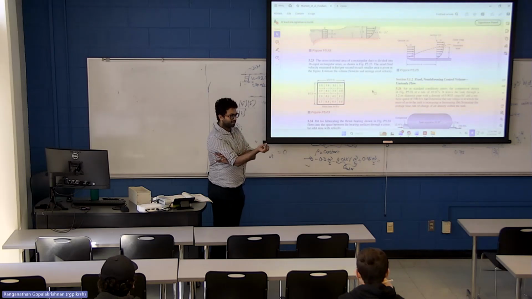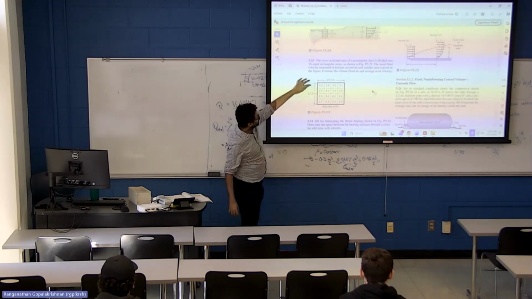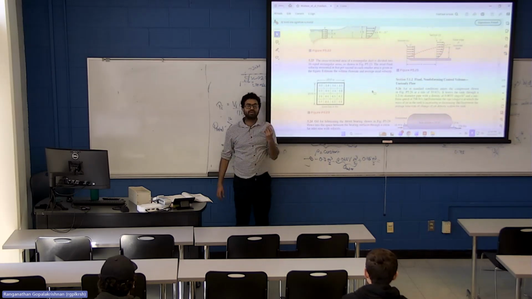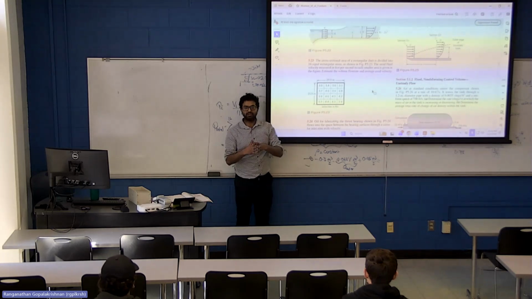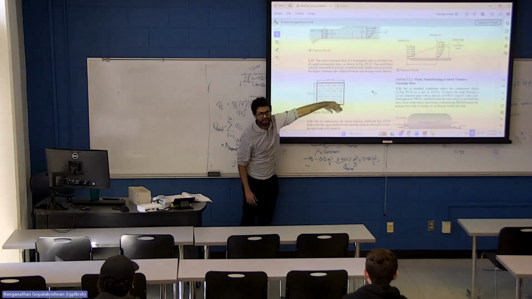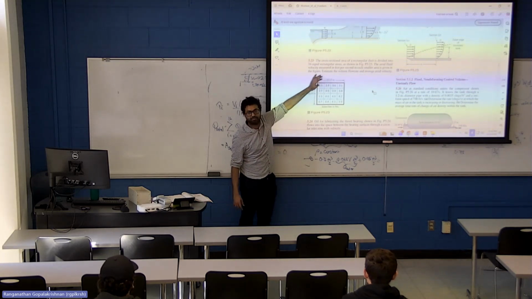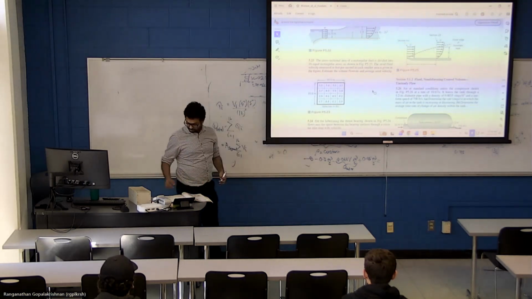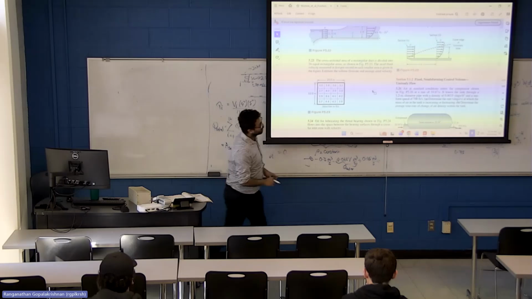So average is something you can think of as each segment has a slightly different velocity, right? Can we identify a single velocity which can be considered to be uniform across the entire duct, not across each segment, but an entire duct? So I'll rewrite this here.